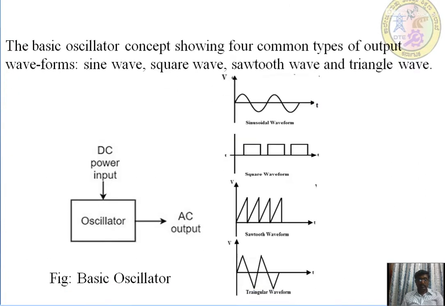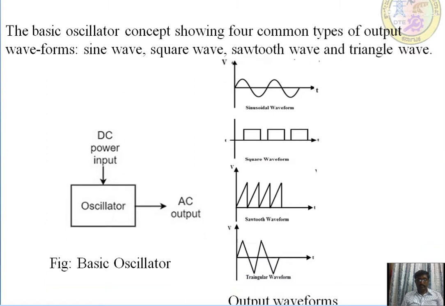This is the basic oscillator concept showing the common types of output waveform: sine wave, square wave, sawtooth wave, and triangle wave. So it is having the oscillator, we are just giving a DC power input, and we are taking the AC output. This one is the basic oscillator. So we can get a sine wave, square wave, sawtooth wave, or a triangular wave.